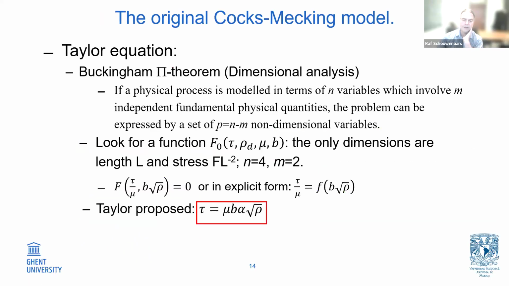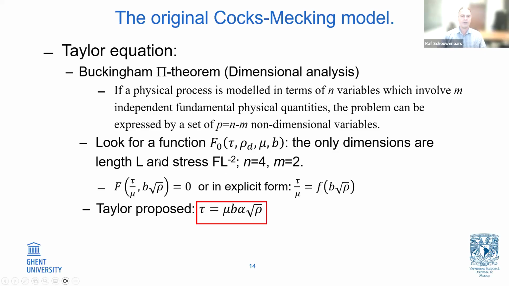Okay, now we go to the original Kocks-Mecking model. The original Kocks-Mecking model is described in the classical paper of 2004, I think, 2003, as heuristic. And I don't agree to this heuristic description because all the equations can in fact be mathematically founded.